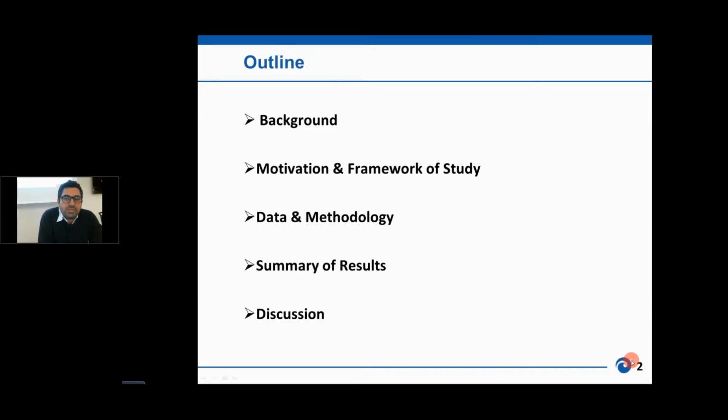This will be the outline of the talk today. I will spend a bit of time on the background, the motivation of the study, the methodology. I'll introduce a few key results of this paper. Due to time constraints, I won't be able to discuss all of them. And then I will summarize these results with some suggestions for further work.